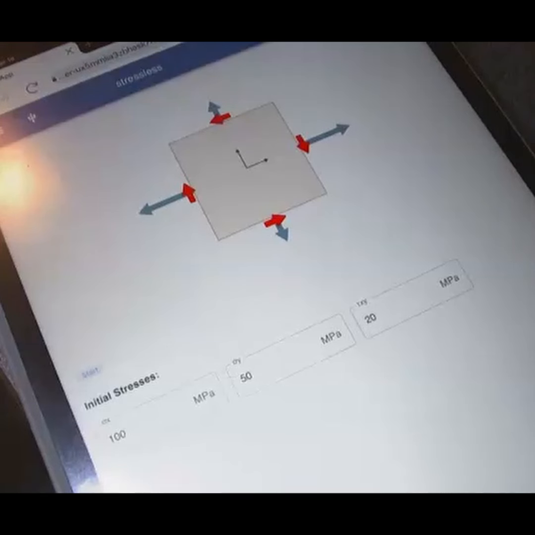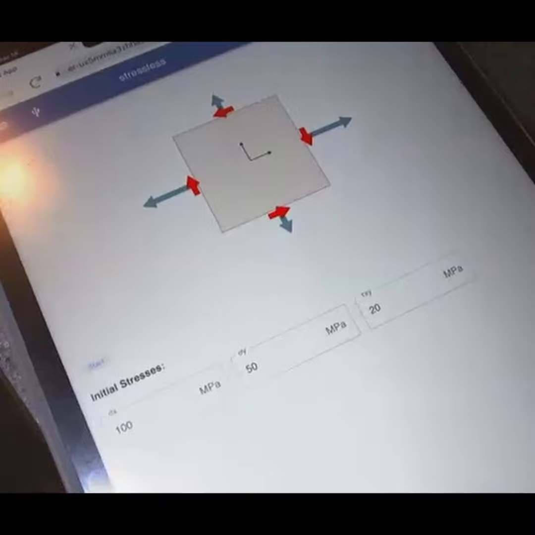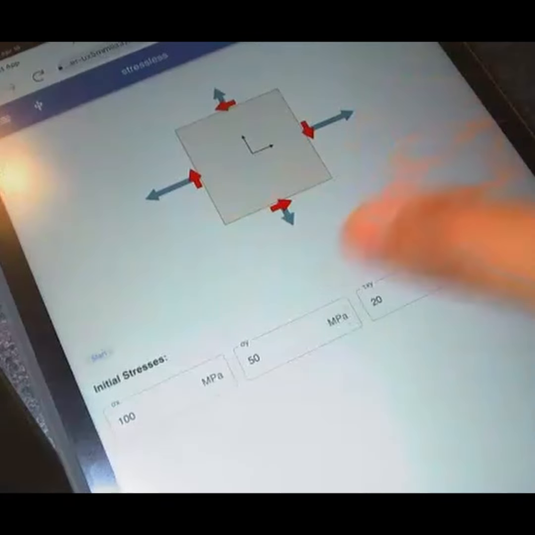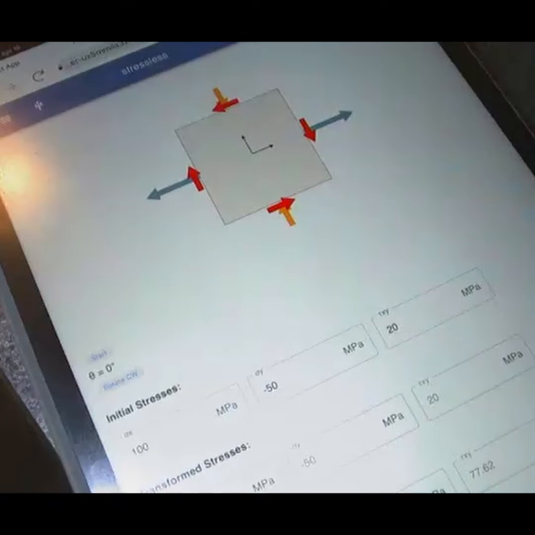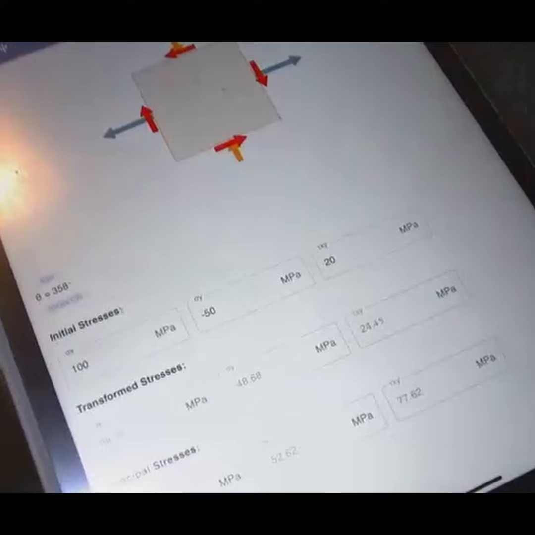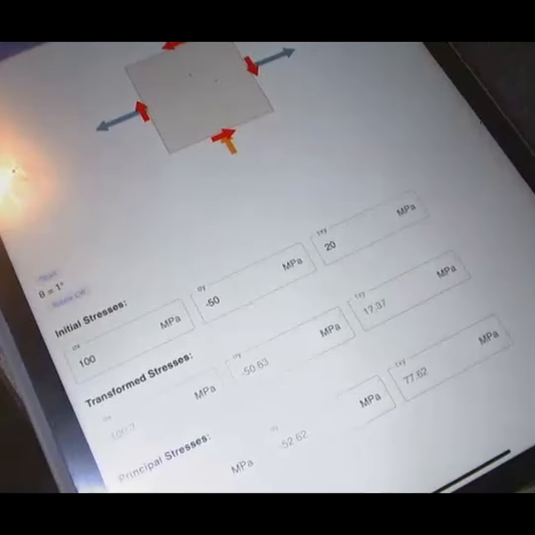Here, we can enter the value of stresses. So here, maybe I just assume 150. Maybe I will just use negative 50 here. And shear stress is 20, and I'm going to start this. So this one shows the stresses on the system. And at the bottom, you can see that it is showing the principal stresses and also stress after rotation.